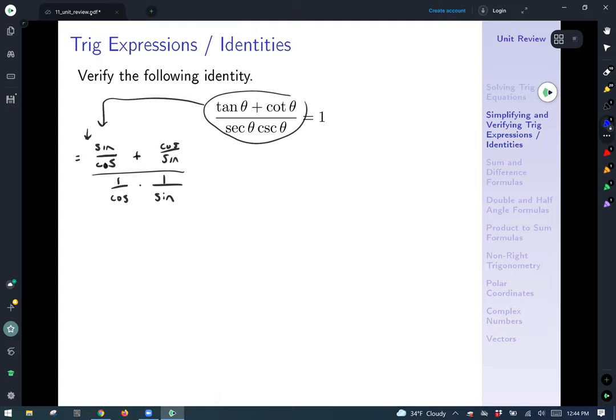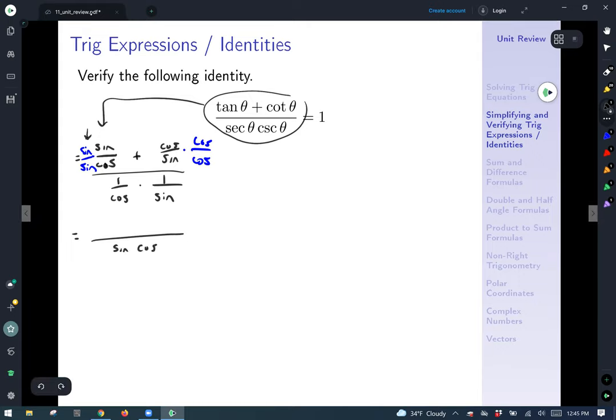To do that, I need common denominators. And each of them has a different denominator. So for the cosine denominator, I'm going to multiply it by 1 in the form of sine over sine. And for the sine denominator fraction, I'm going to multiply it by 1 in the form of cosine over cosine. That is going to let me do the math: my new denominator is going to be sine times cosine.